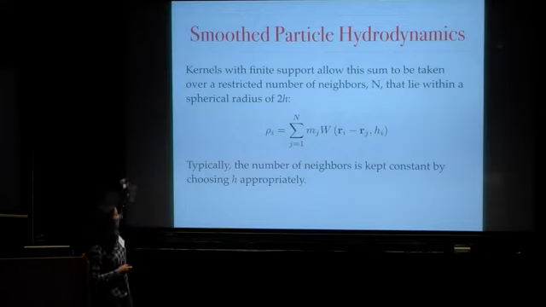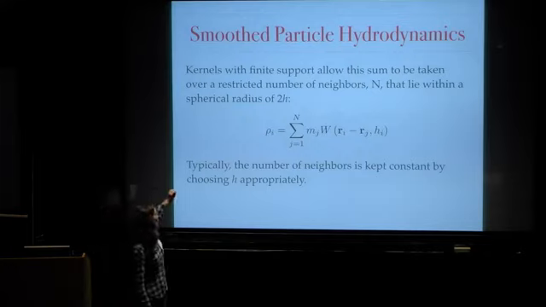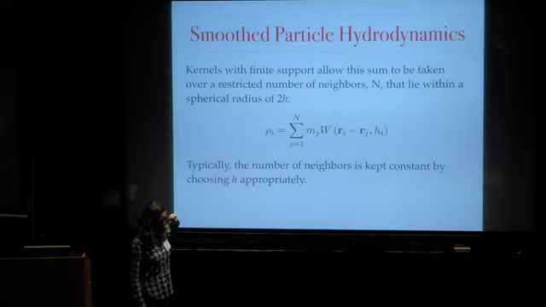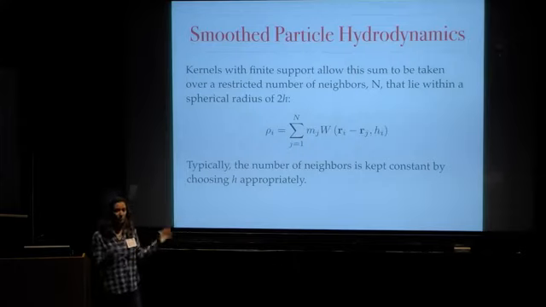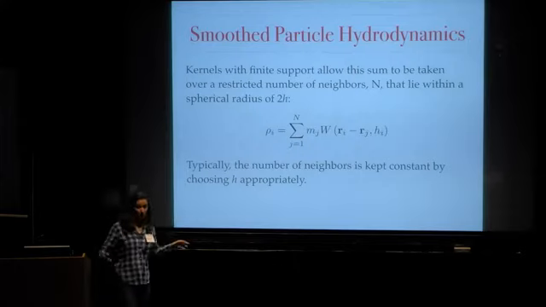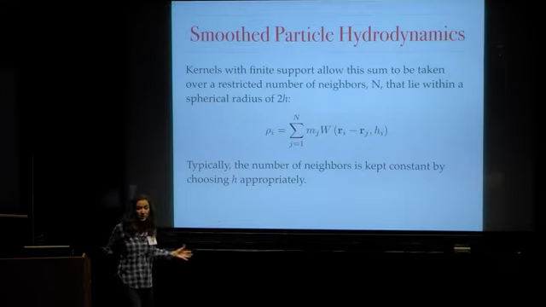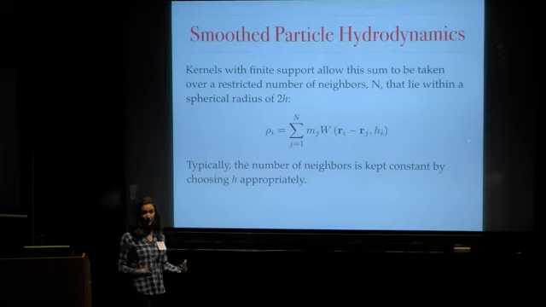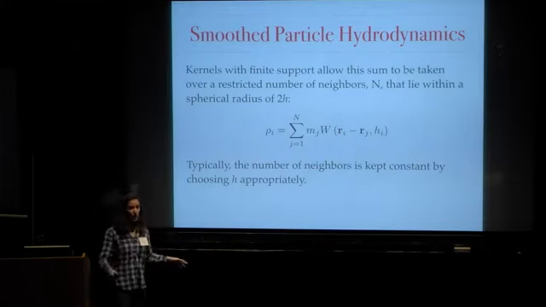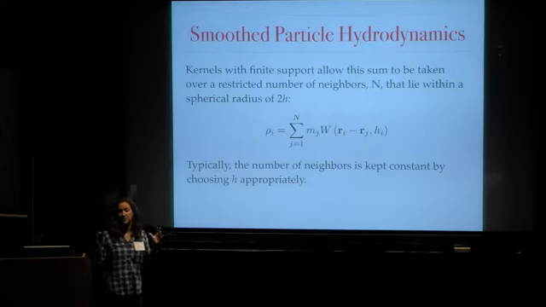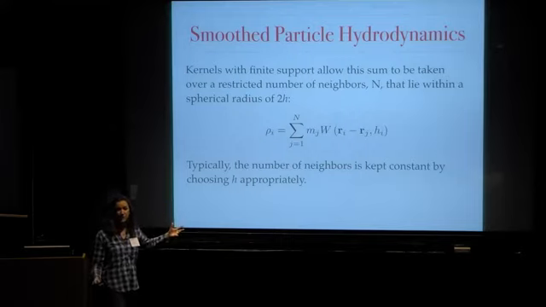Before I get to that, one more note about the kernels. One of the things that is desirable in a kernel is for it to have finite support, as opposed to a Gaussian, which extends out infinitely, and therefore you would have to collect all of the particles in this sum in order to make an estimate of the density. A kernel that has finite support allows you to just collect a specific number of neighbors, right? And this is actually what makes SPH a computationally feasible method.